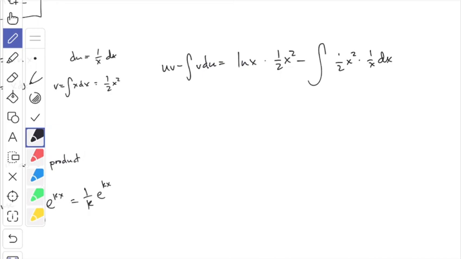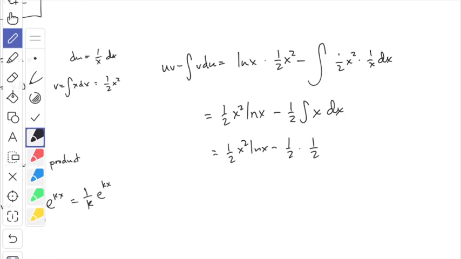Let's pull the 1/2 out and simplify the x's. X squared over x makes x. I like my things to be in front of the log for some reason. So this is 1/2 integral of x, right? And then that integral of x becomes another 1/2 x squared. So this is 1/2 x squared ln x minus 1/2 times 1/2 x squared. And this is the answer. I hope that's what you got. As I was walking around, it seemed this is what people were getting. Any questions about that one?